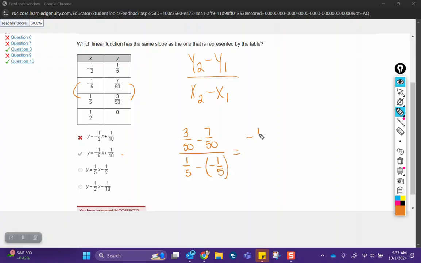So that's -4/50ths, right? 3 minus 7. This is same change, or adding the opposite. 1/5 and 1/5 is 2/5.